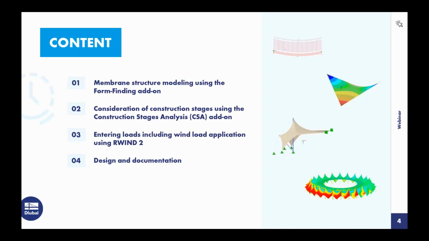At first, of course, how you can model form-found shapes and work with them in the program. Then how we can organize these shapes to each other with stages. And third, how we can create wind loads according to a CFD analysis on the structure. And finally, how you can design and document such types of structures.